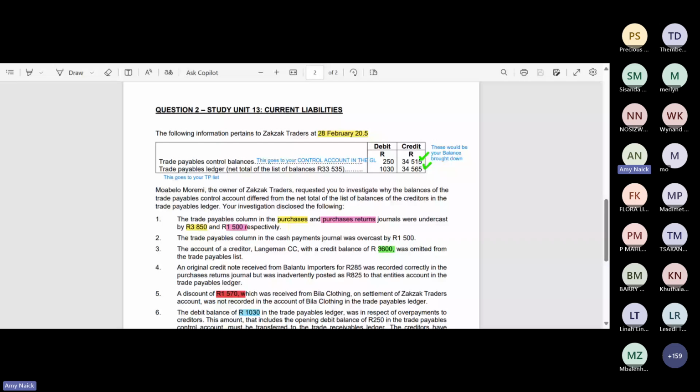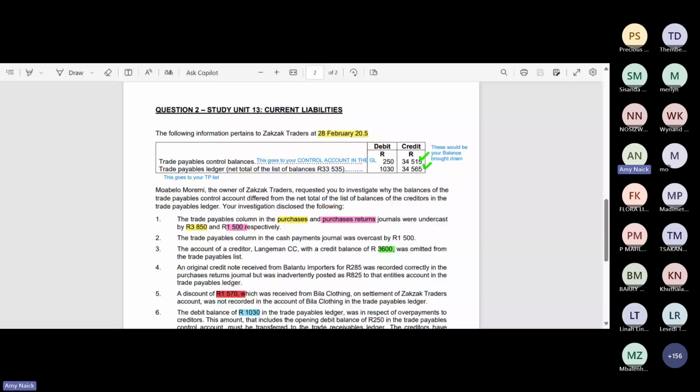account. So when you are increasing your trade payables account, when you're increasing that creditor account, you're going to credit the creditor, and the contra is going to go to the purchases. So this is basically saying that we didn't record sufficient purchases, right? Because they're saying the purchases were undercast by 3,800, which means you purchased from the creditor, but you didn't record it in your payables. So that's the 3,800.